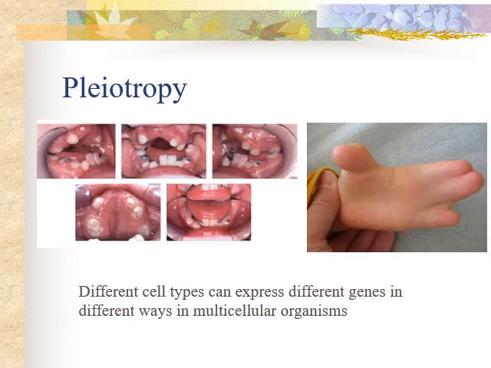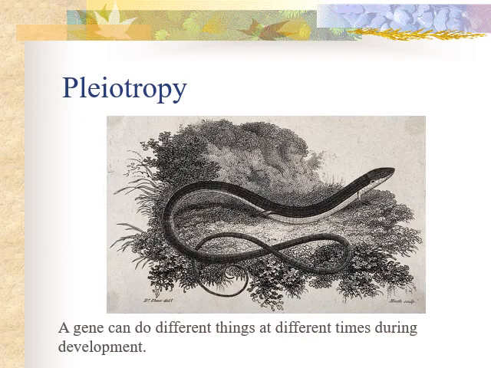Different cells with pleiotropy can express the same gene in different ways. In this particular example, the same gene that controls the removal of the webs between fingers during development also controls the formation of dentition in the mouth. One gene, a change in one gene, caused both of these effects. That's pleiotropy.